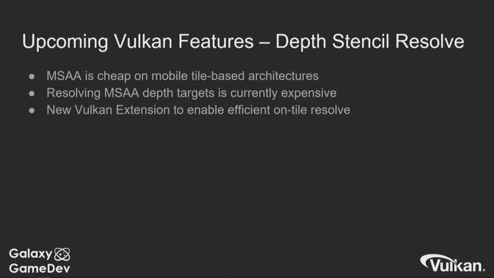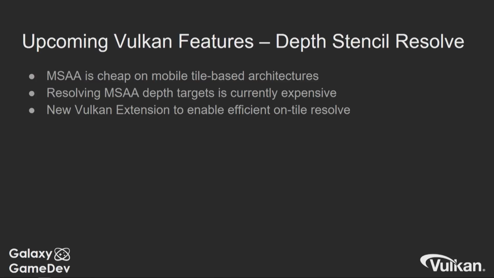Currently, MSAA is really, really cheap on mobile. Again, it's one of the benefits of having a tile-based architecture. Multi-sampling can be done and resolved on tile. And this means that we never have to write that MSAA buffer back to main memory, so we get a huge bandwidth saving, and the actual increased sample rate doesn't really affect performance significantly. One problem with this, though, is that up until now, it hasn't been possible to resolve depth, at least not efficiently. So there's a new extension in Vulkan coming, which also allows the efficient resolving of depth on tile.